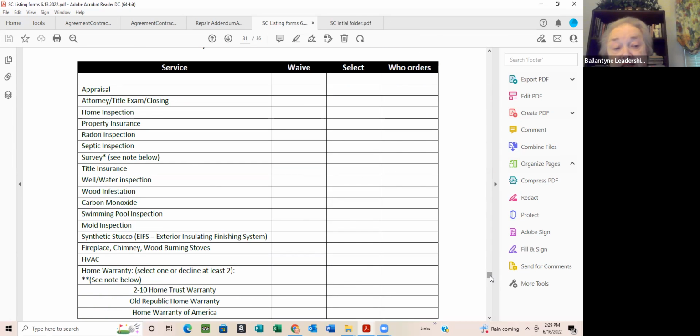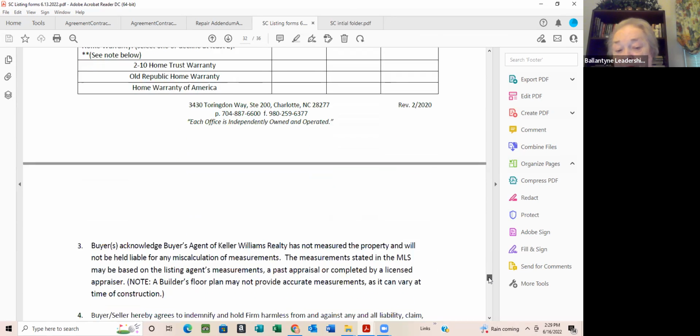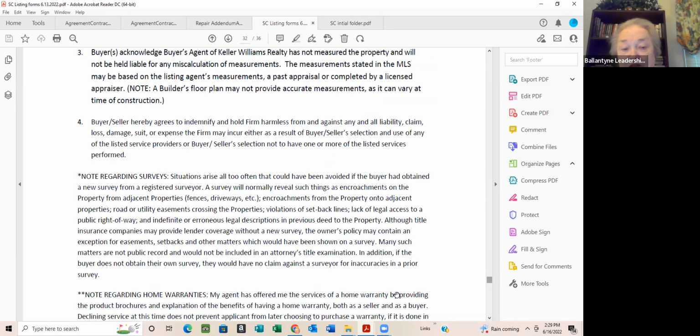Again, these are the list of the things that the buyer is probably going to be inspecting during the inspection period. So just so the seller knows, in case they haven't done a buy or sell recently, know what's going to happen. Now, there's one section on here about surveys.